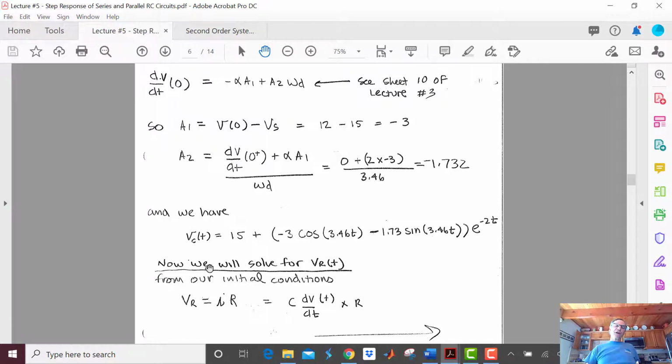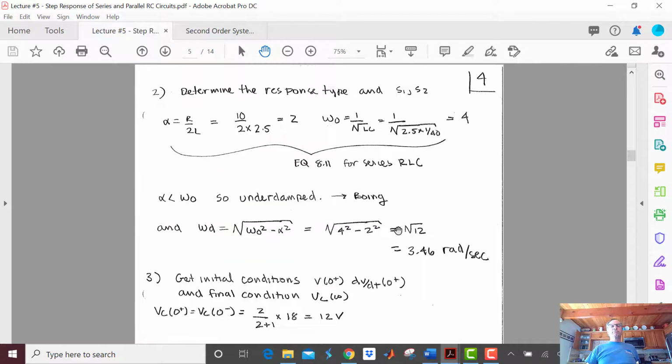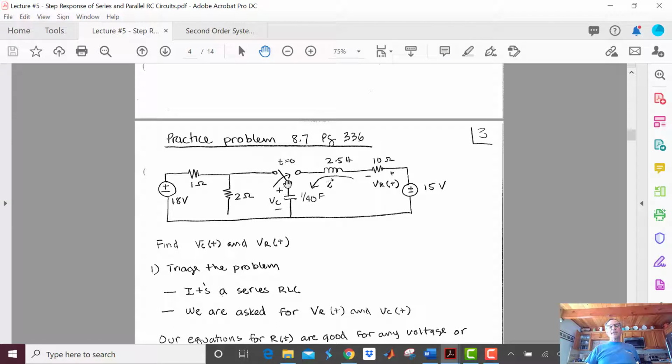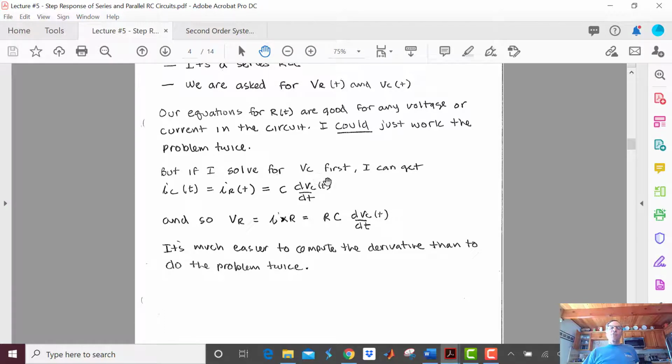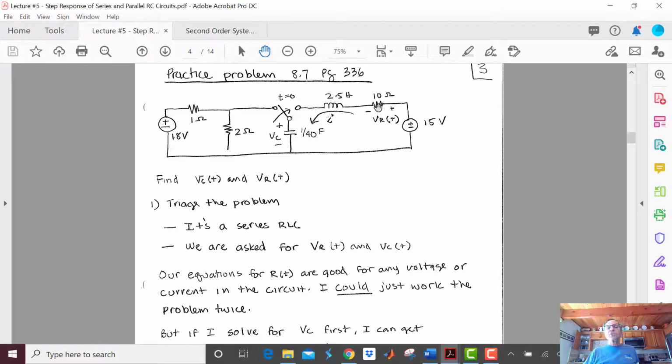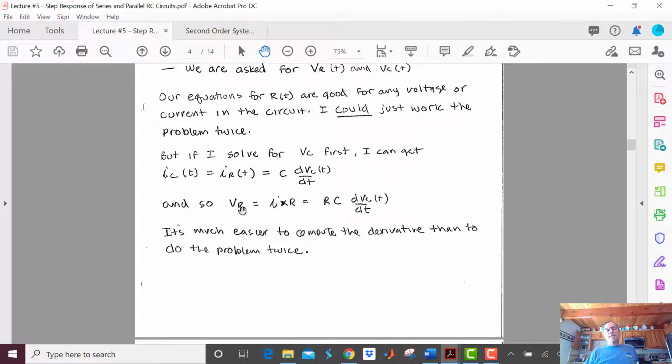So now, let's go back to our strategy. We have Vc of t, but we're asked for Vc of t and Vr of t. And we're going to be clever. That's right in our strategy here: if I solve for Vc first, I can get IC, which is also the same as the current in the resistor, which is C dVc dt, right? The capacitor current is the same as the resistor current. It's even defined the same way, isn't it? So that means VR is just going to be I times R, or R times C dV dt.